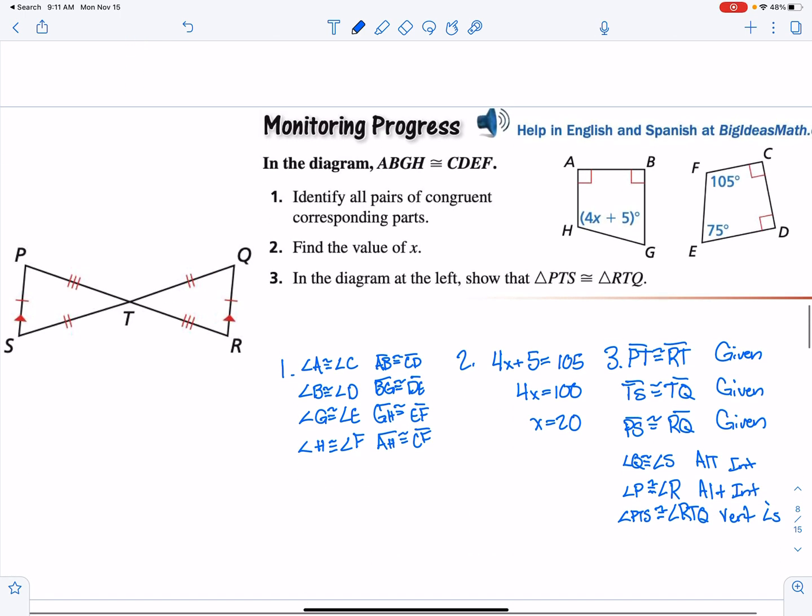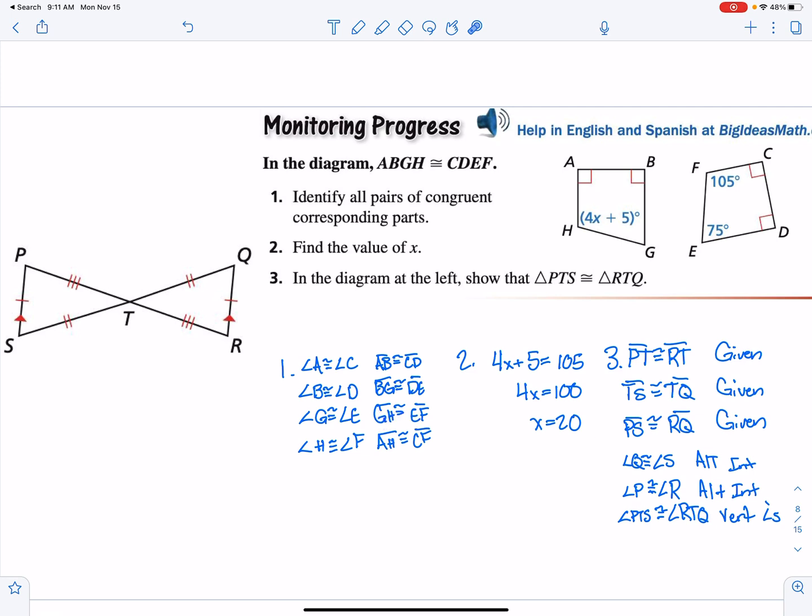Okay, so on number 1, if we're identifying all pairs of corresponding or congruent parts, again, we really don't even need the images. All we need to pay attention to is this congruent statement right here. So as you can see, I have A congruent to C, B to D, G to E, H to F, and then I have AB to CD, BG to DE, GH to EF, AH to CF. And those are all the parts.